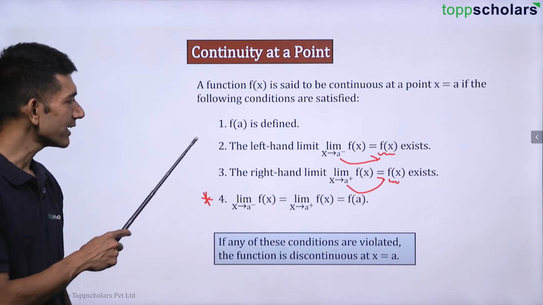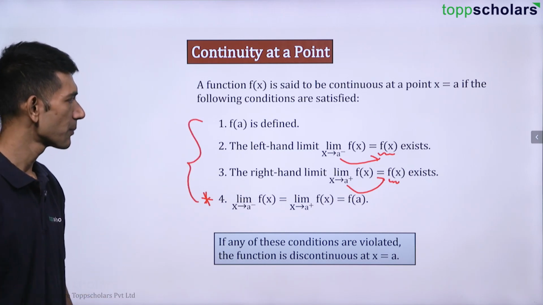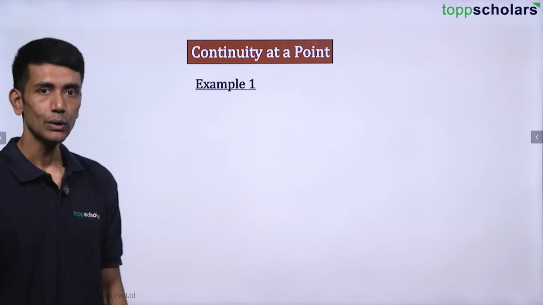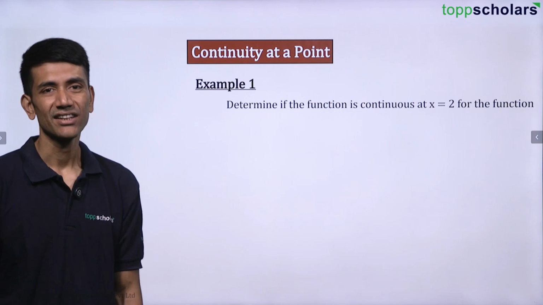And if any of these conditions fails, then the function is discontinuous, of course. Okay, so let us see an example now. The first example says, determine if the function is continuous at x equal to 2.